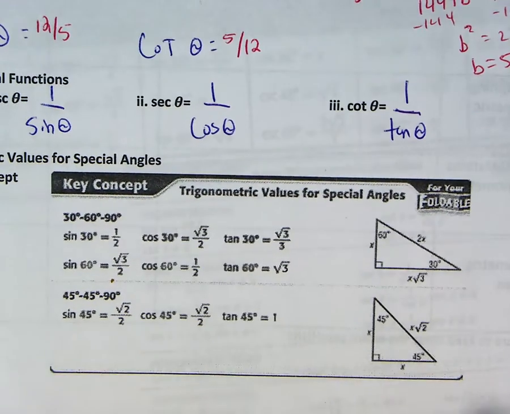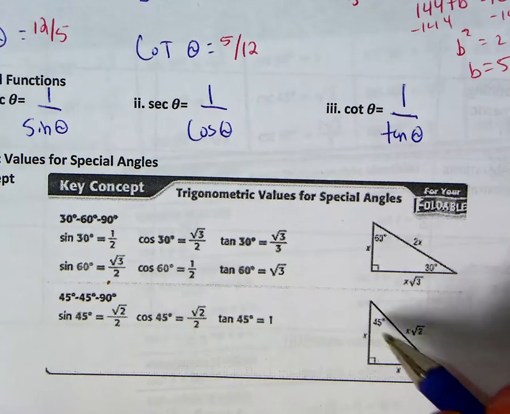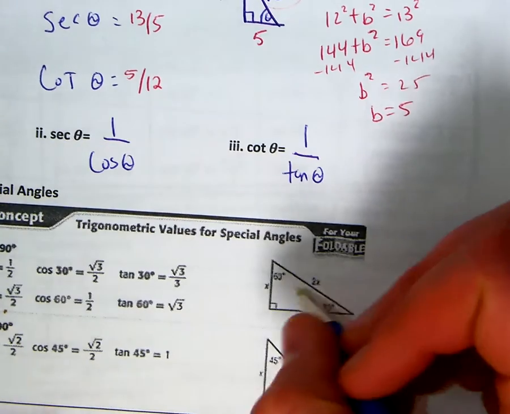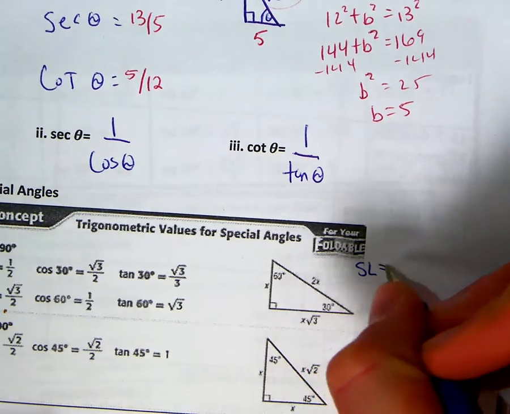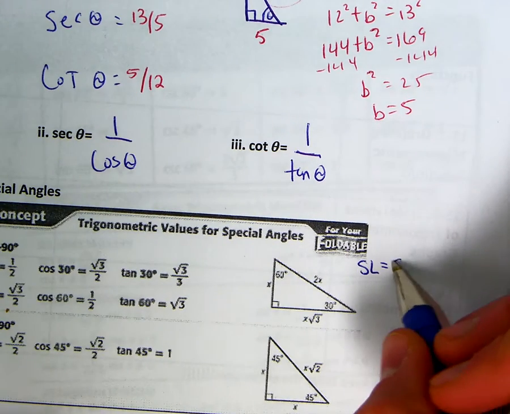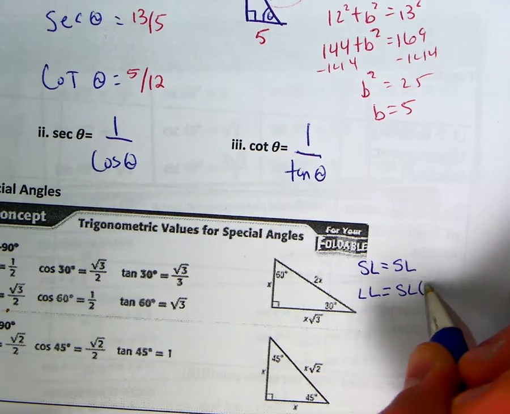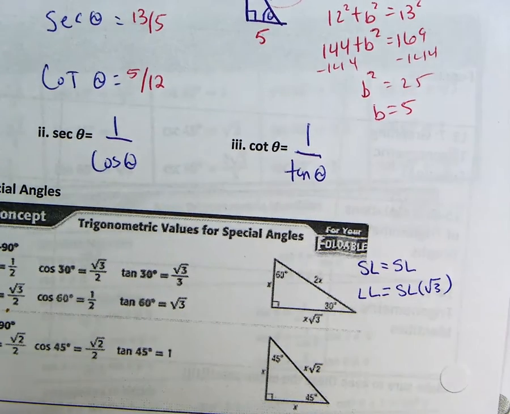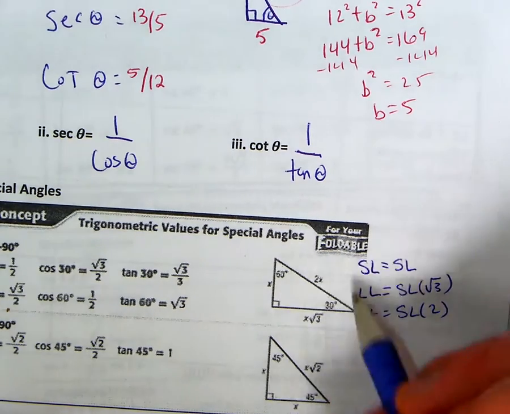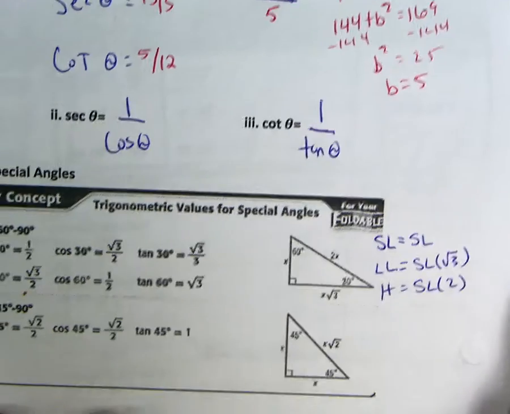was the special angles with 30-60-90s and 45-45-90s. 30-60-90s, basically it's the fact that you have this short leg, which equals x. The short leg just equals itself. The long leg equals the short leg times the square root of 3. And then the hypotenuse equals the short leg times 2. That's what this diagram is telling you: once we find the short leg, you can find everything else.